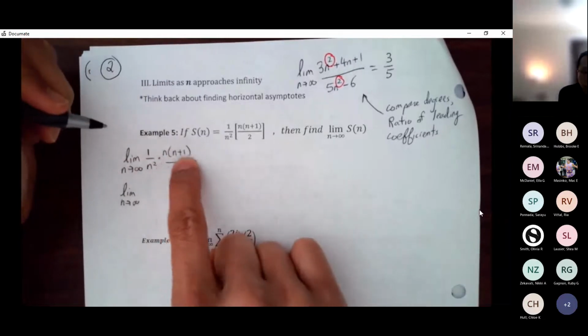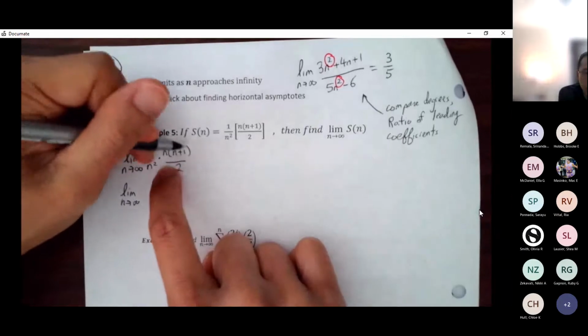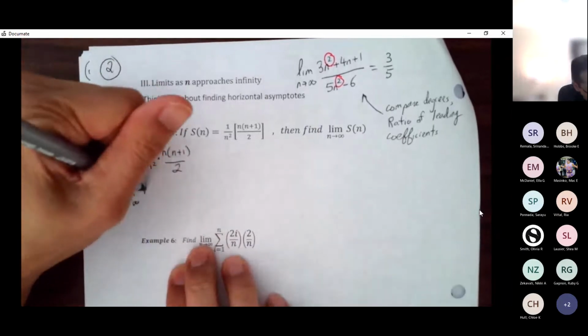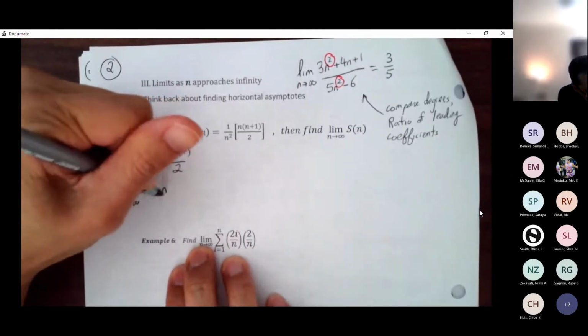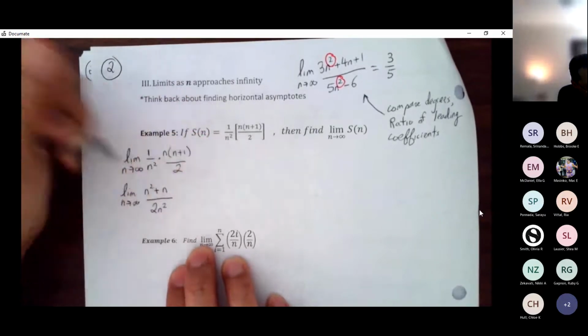Okay, I'll distribute the n through. The 1 is not going to factor for us here. So distribute the n through, I get n squared plus n. Denominator, I can just make this 2n squared.